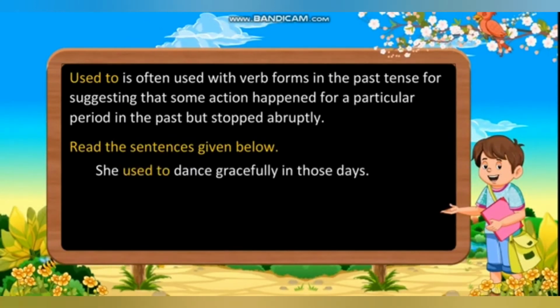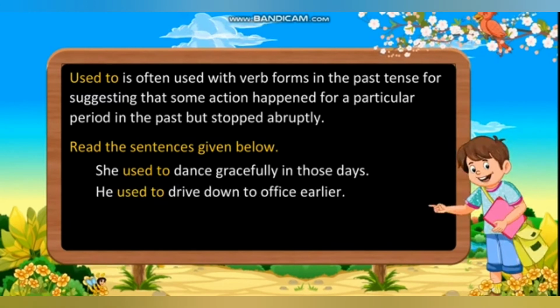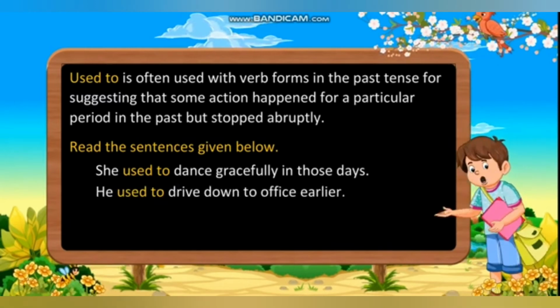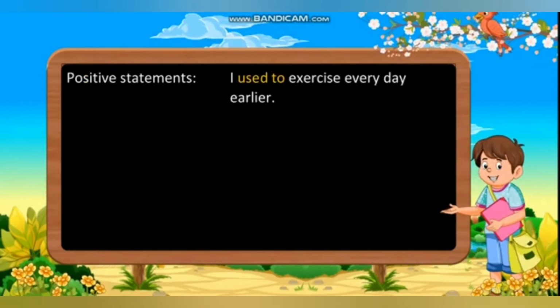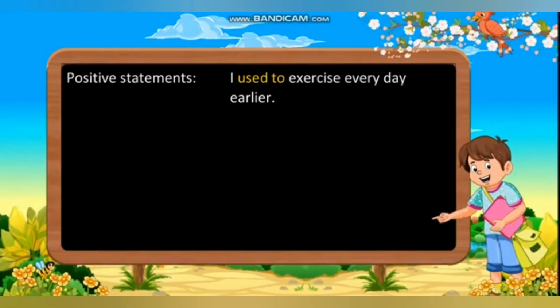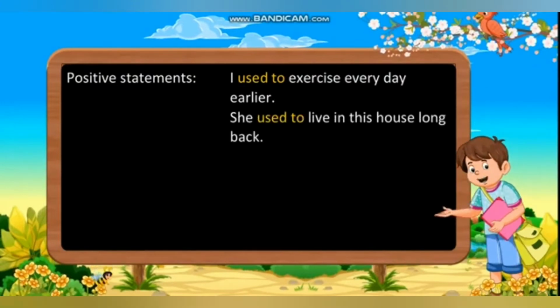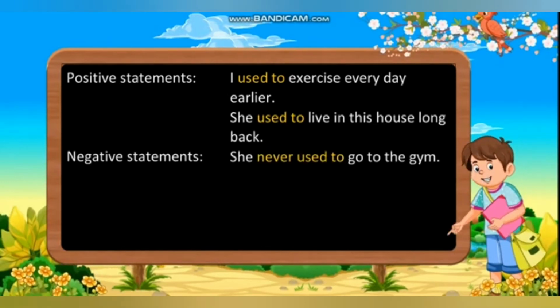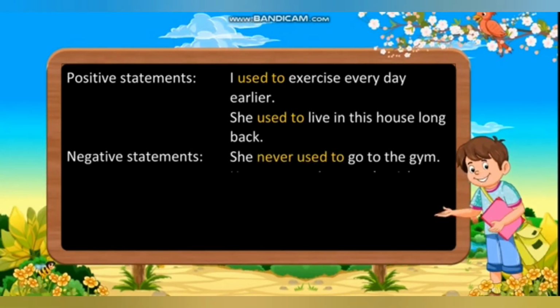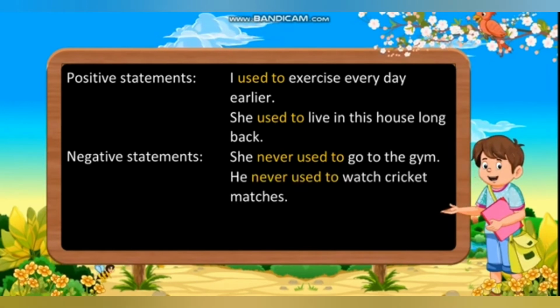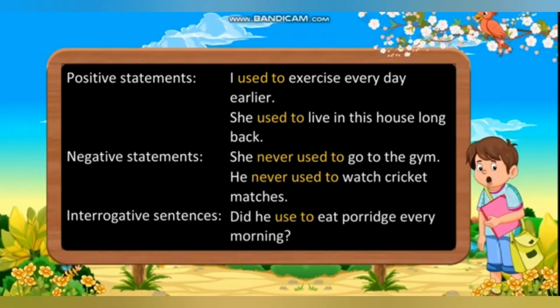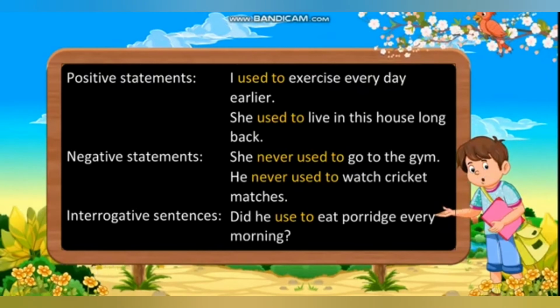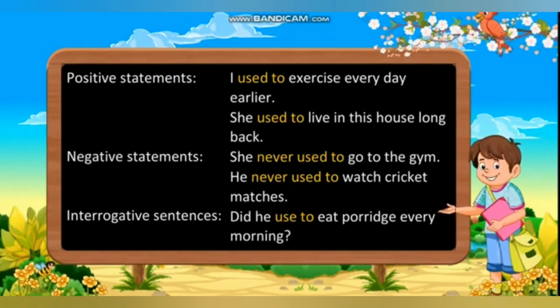She used to dance gracefully in those days. He used to drive down to office earlier. Positive statements. I used to exercise every day earlier. She used to live in this house long back. Negative statements. She never used to go to the gym. He never used to watch cricket matches. Interrogative sentences. Did he use to eat porridge every morning?